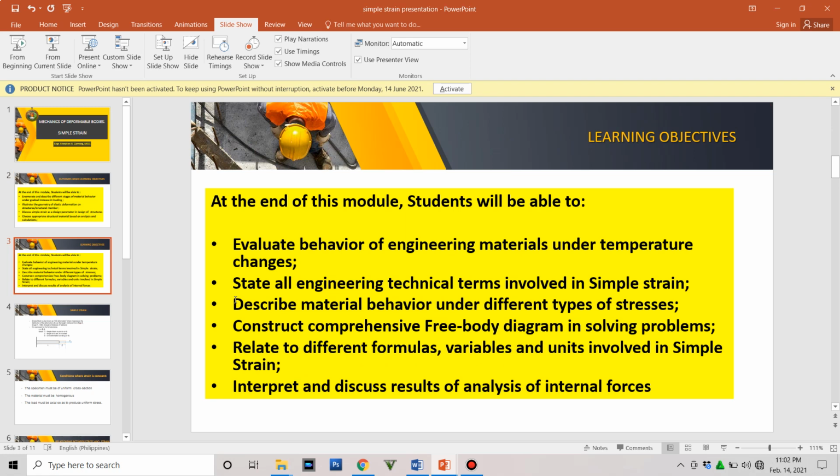involved in simple strain. Then describe the material behavior under different types of stresses, and construct comprehensive free body diagrams in solving problems, then relate to different formulas, variables, and units involved in simple strain, and finally interpret and discuss results of analysis of internal forces. Here we have a lot of learning objectives, since this chapter covers a lot of topics.